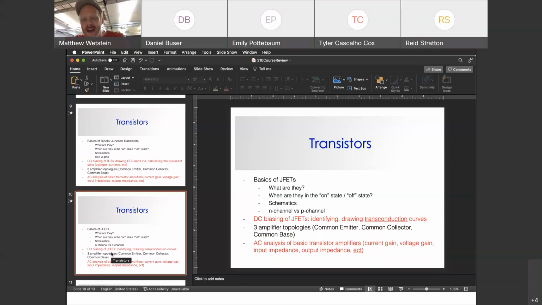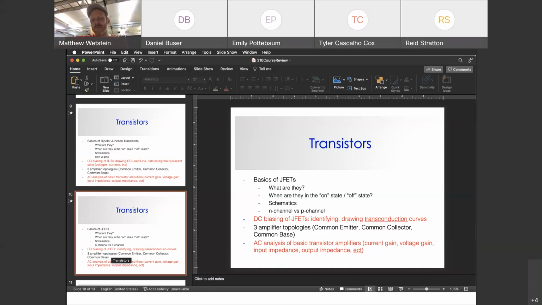So for JFETs, how do you DC bias a JFET? Drawing the transconductance curve, which is kind of the equivalent of the load line. That's the curve that shows you start out with this current, and as you increase the gate voltage in the right way, it goes to zero.